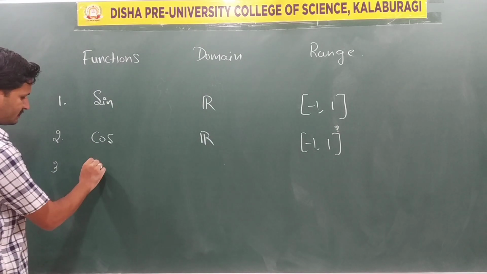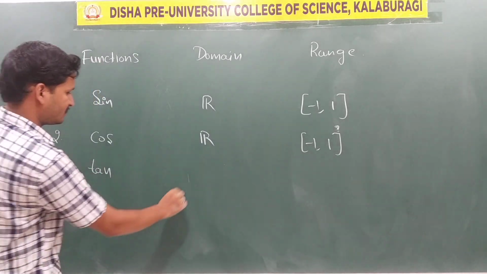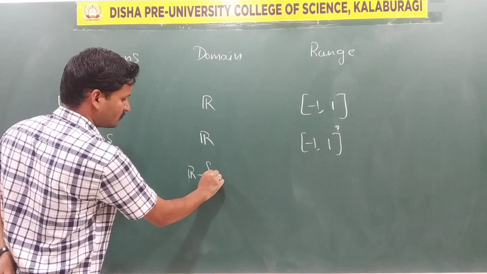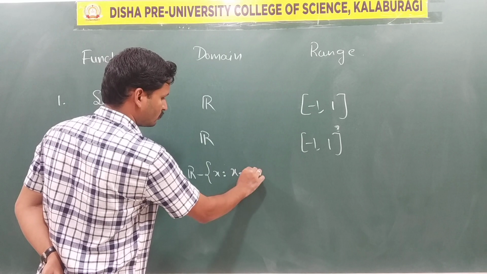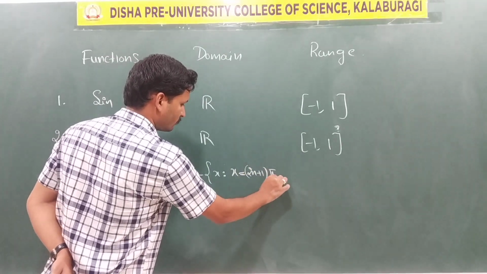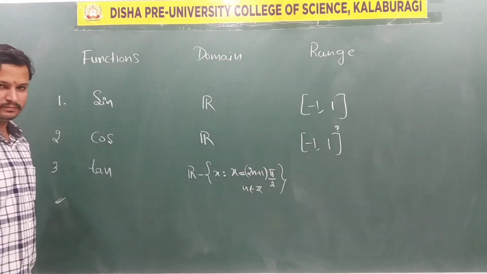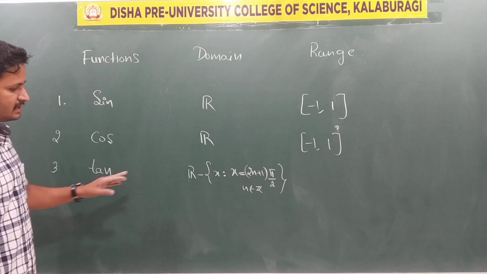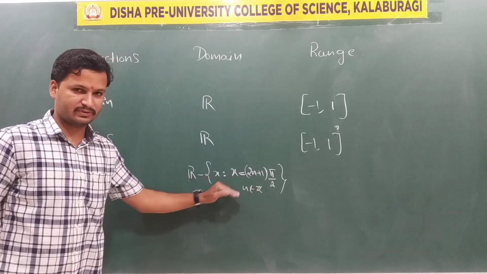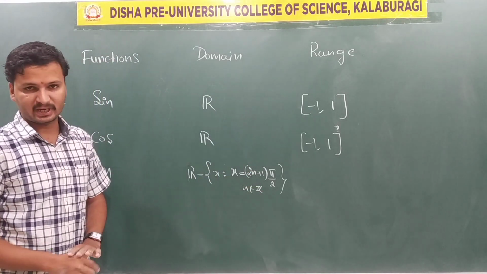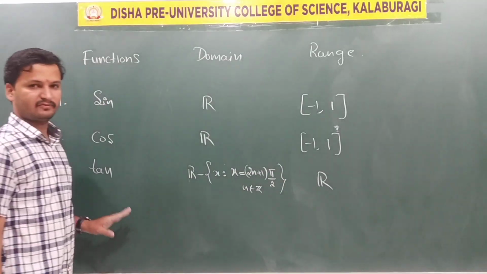And the third one is the tan function. The domain is the entire real number system except those angles which are equal to (2n+1) times π/2. Here n belongs to the set of integers. That means for the tan function, the domain is the entire real number system except these angles, odd multiples of π/2. And the range is the entire real number system for the tan function.